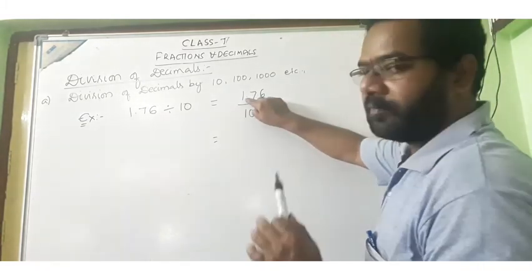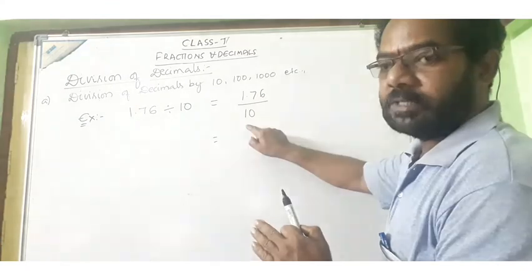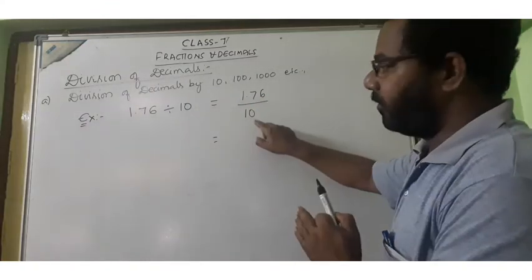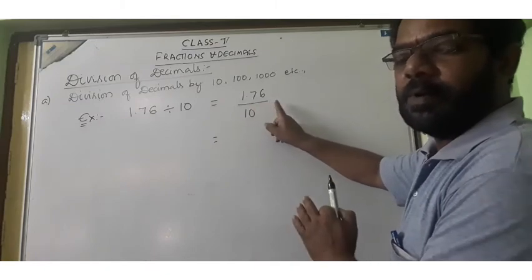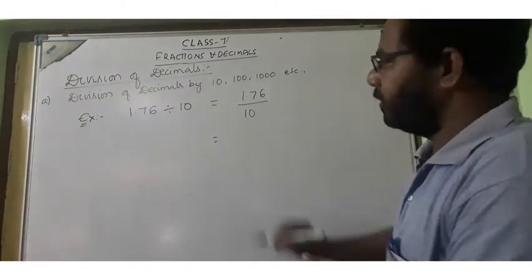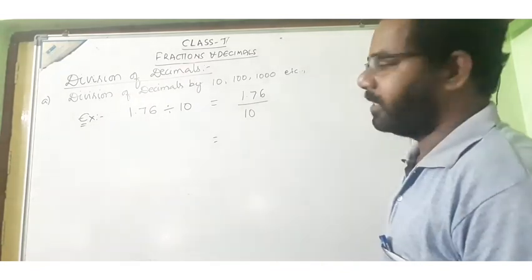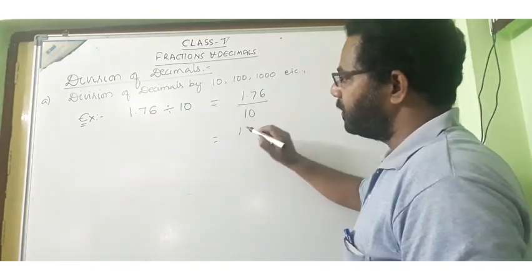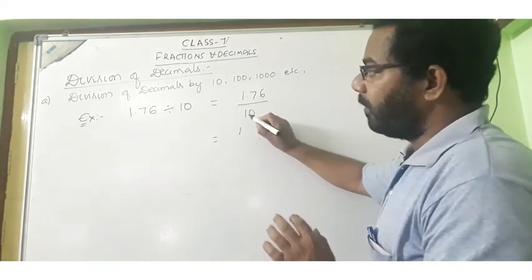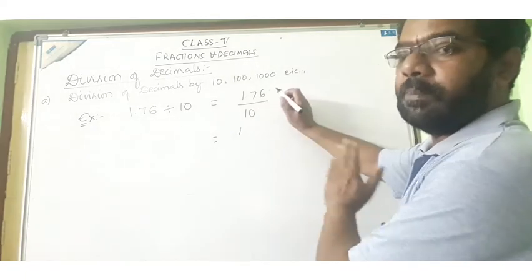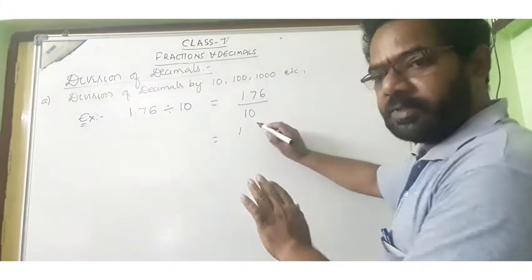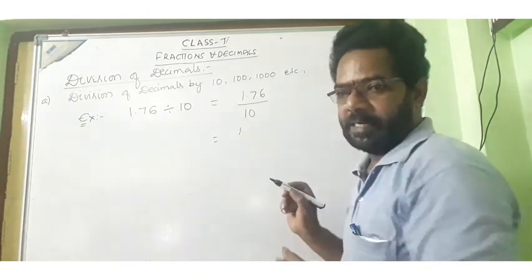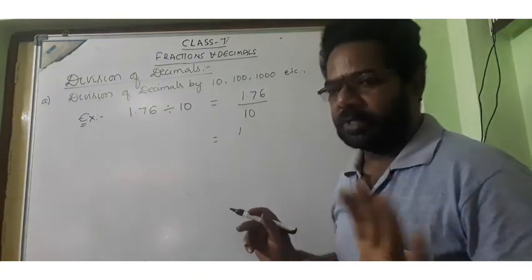The point will be jumping from one place to the next. Multiplying with 10 means the point will be going to the right hand side, one digit. With 100 means the point will be going to the right hand side, 2 digits. So here 1.76 is divided by 10. Multiplying with 10 means the point jumps to the right hand side. Now division with 10, so the point will be coming to the left hand side. Please remember this one. Don't be in confusion.